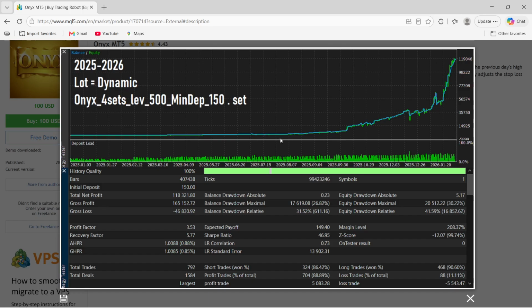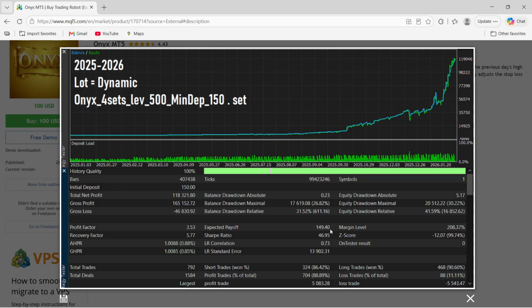From the screenshots on the developer site, you can see the equity curve for a period of 2025 to 2026. It remained flat for most of the period and then picked up towards the end, with sharp gains towards the period where it actually started trading. It ended up taking 792 trades over the period. For the initial deposit of $150, the total net profit was $118,321. There was a profit factor of 3.53, which was quite impressive, and then the balance drawdown was 26.82%.